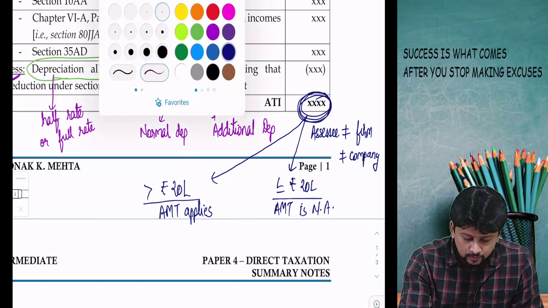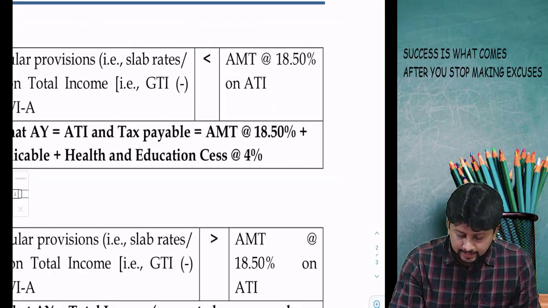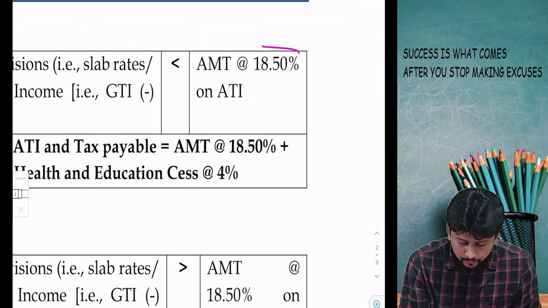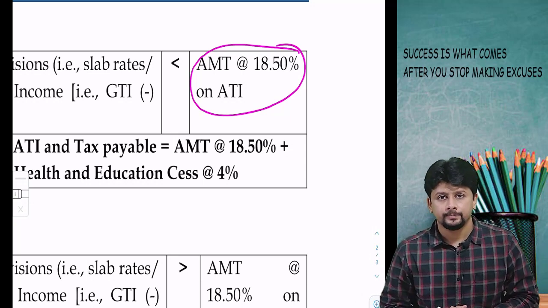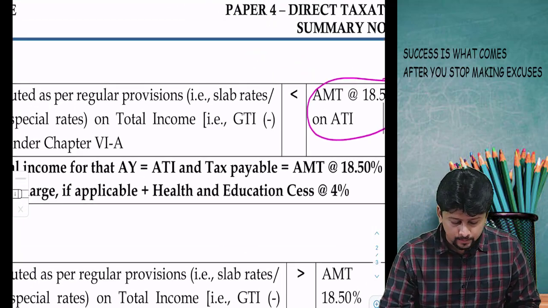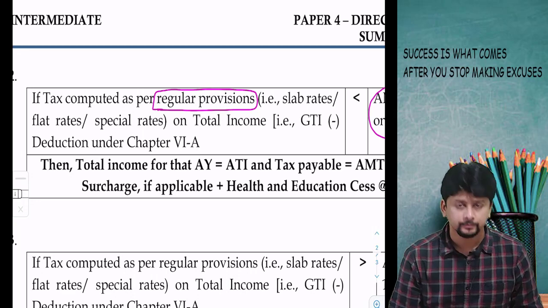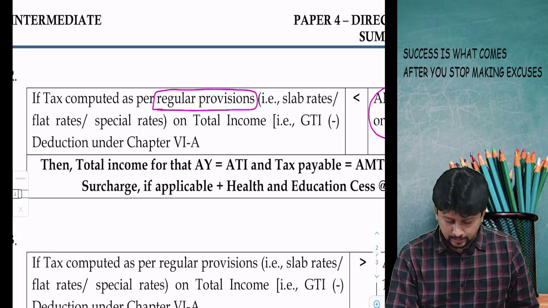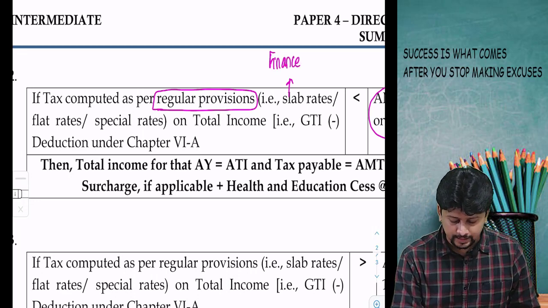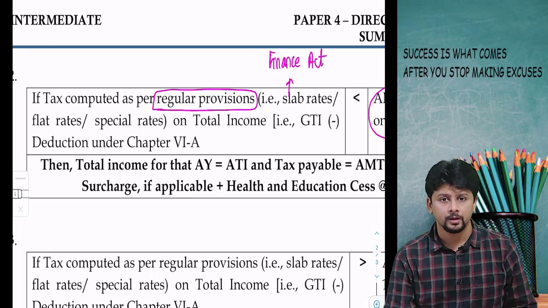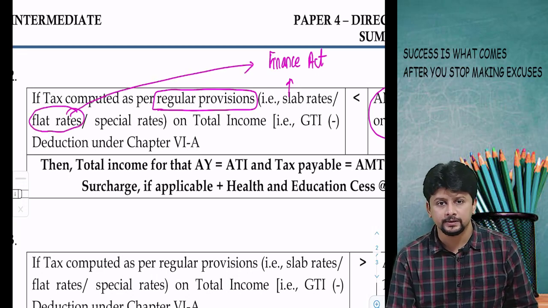Now, what is this concept of AMT? The AMT concept is saying that on the adjusted total income, you calculate an alternate tax of 18.5%. Compare this 18.5% amount with your regular provisions. Regular provisions mean calculated as per slab rates. Slab rates meaning the slab rates announced by the Finance Act. For a partnership firm, a flat 30% rate applies.